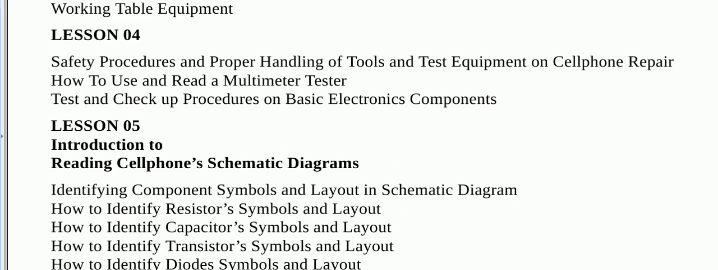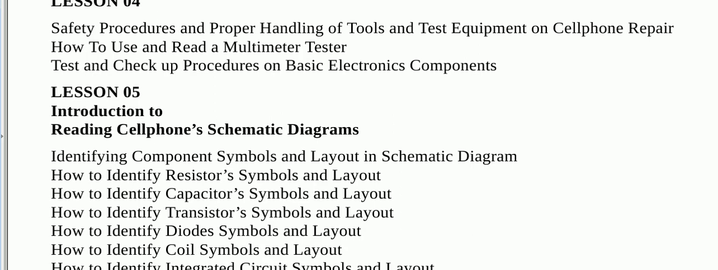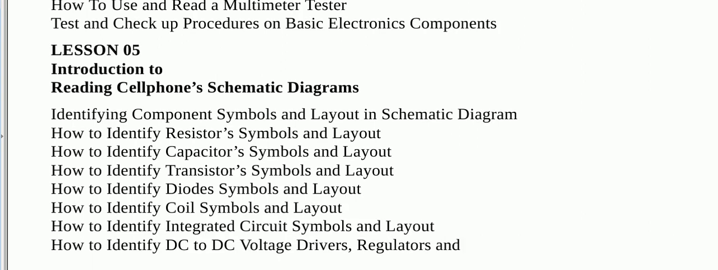Lesson 05. Introduction to reading cell phone schematic diagrams. Identifying component symbols and layout in a schematic diagram. How to identify resistor symbols and layout. How to identify capacitor symbols and layout. How to identify transistor symbols and the layout. How to identify diode symbols and the layout. How to identify coil symbols and the layout. How to identify integrated circuit symbols and the layout.